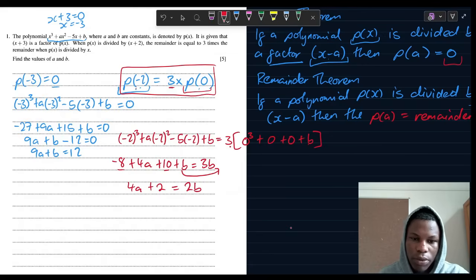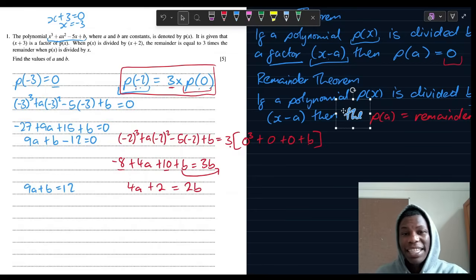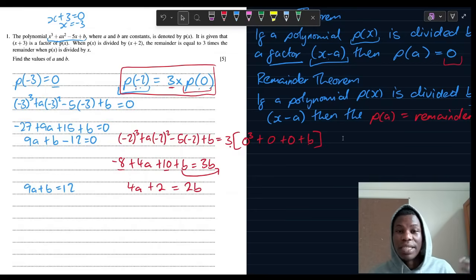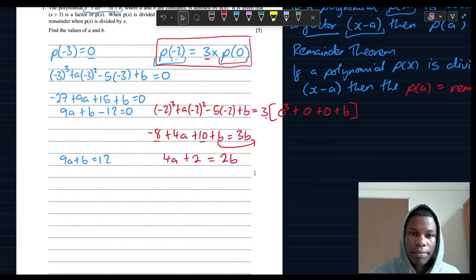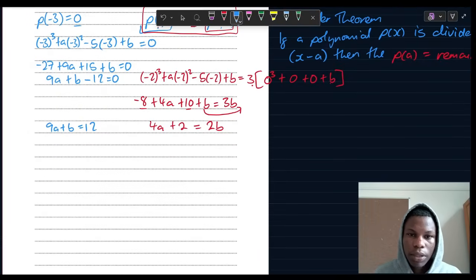minus b, that's 2b. And so now I hope that you can see we've got two equations in terms of a and b, and we can solve those simultaneously and get our answer. So I'm just going to make a subject of the formula in this red equation because we're already close. So 2b minus 2, divide both sides by 4. We get that a has to be a half b minus a half.